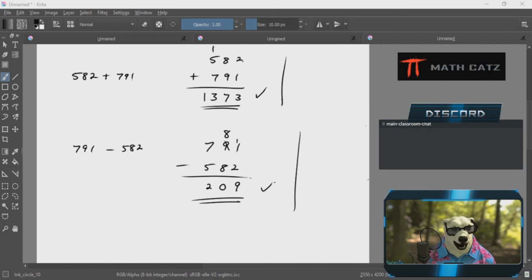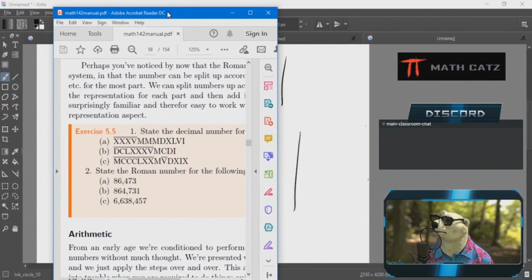Oh, here's my PDF. It's on the screen. I'm like, where did the PDF go?